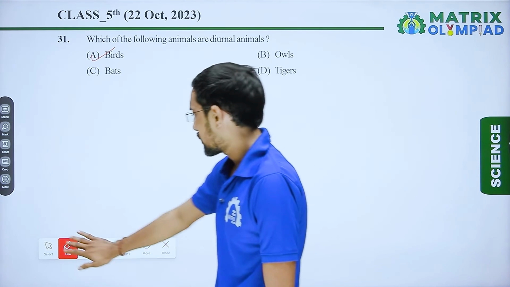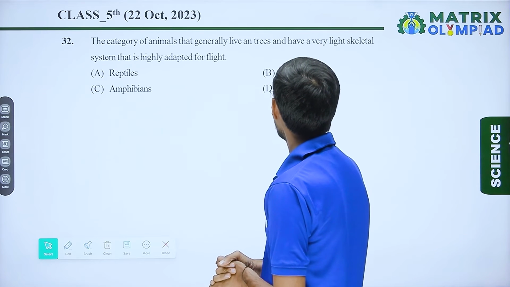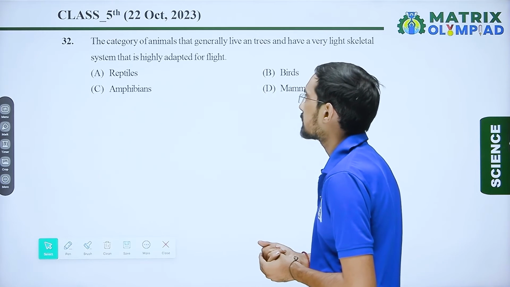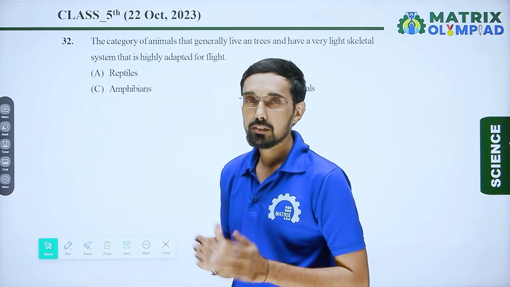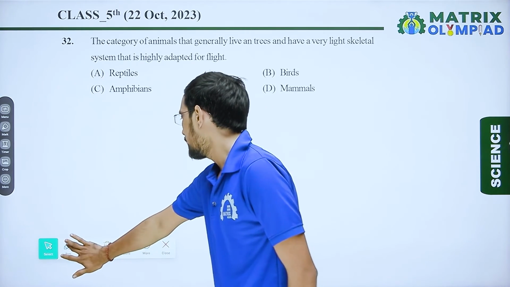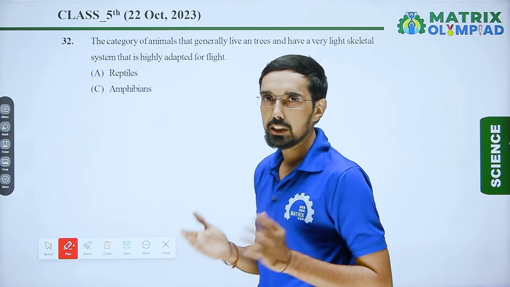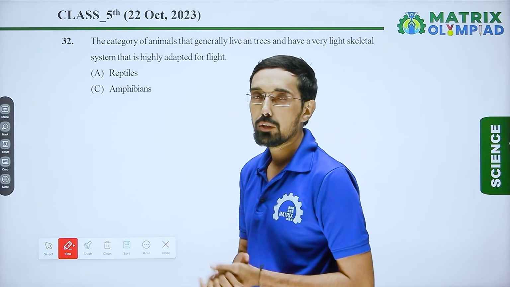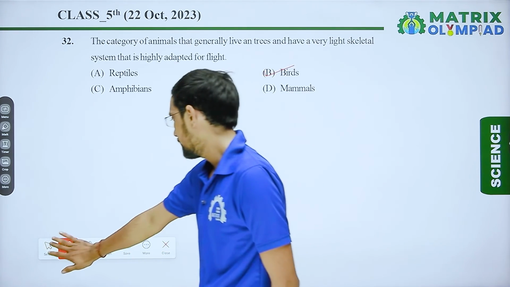Now move to next question. The category of animals that generally live on trees and have a very light skeletal system that is highly adapted for flight. First of all, if we discuss about flight, then the most appropriate answer will be birds. So our correct answer will be birds, because they have pneumatic bones and these bones help them to fly and their forelimbs are modified into wings or feathers.